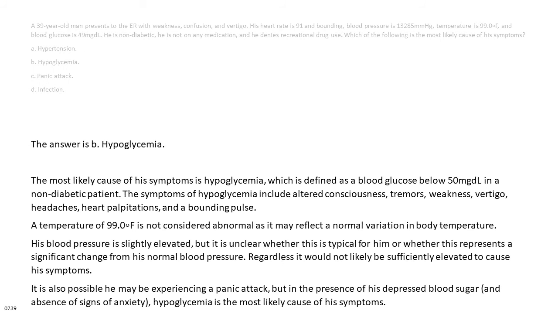The answer is B. Hypoglycemia. The most likely cause of his symptoms is hypoglycemia, which is defined as a blood glucose below 50 milligrams per deciliter in a non-diabetic patient. The symptoms of hypoglycemia include altered consciousness, tremors, weakness, vertigo, headaches, heart palpitations, and a bounding pulse. A temperature of 99.0 degrees Fahrenheit is not considered abnormal as it may reflect a normal variation in body temperature.